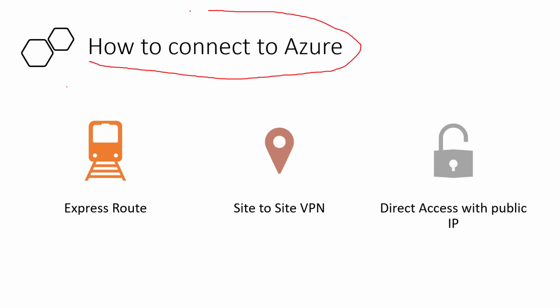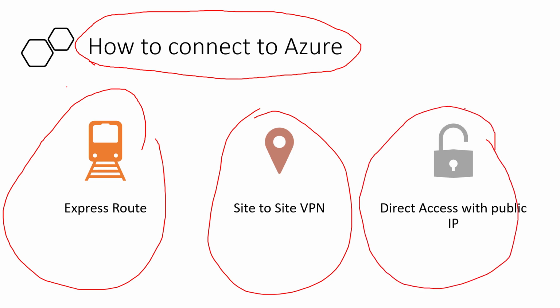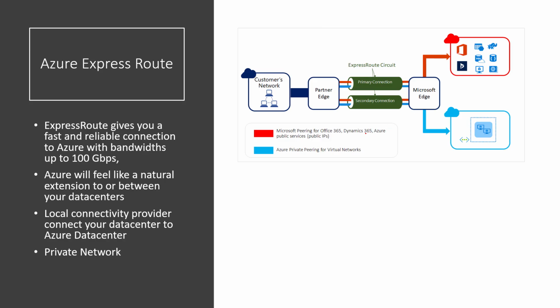How to connect to Microsoft Azure? We have three options. One is ExpressRoute, then site-to-site VPN, and direct access with public IP. Let us see one by one. Azure ExpressRoute is a fast and reliable connection which provides higher bandwidth. You feel like a natural extension of your data center, like a new data center that you prepared near your building, because this connection is something like an MPLS cloud connectivity between your secondary and primary data centers.